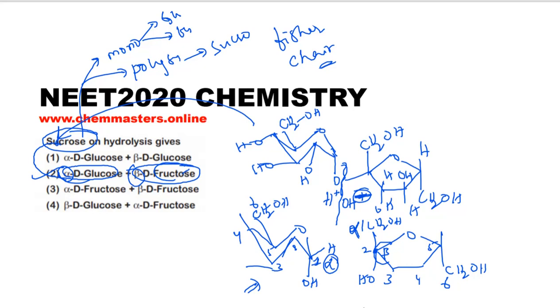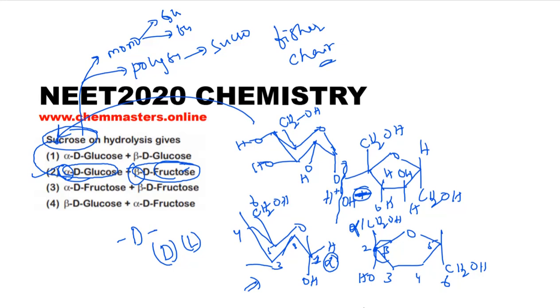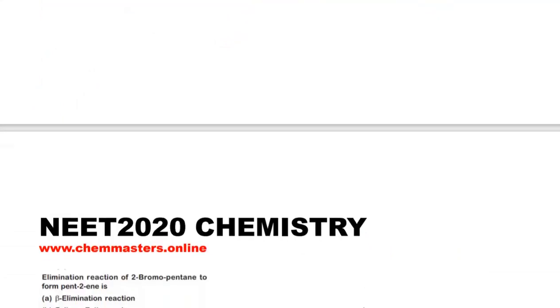And here is a question for you: why have we added D here? What is the information about D and L notations here? So try to find out, and if you can't, you can comment on this video and I will explain it. Okay, right. So on hydrolysis of sucrose, we get alpha D glucose and beta D fructose. So the second option is the correct answer.